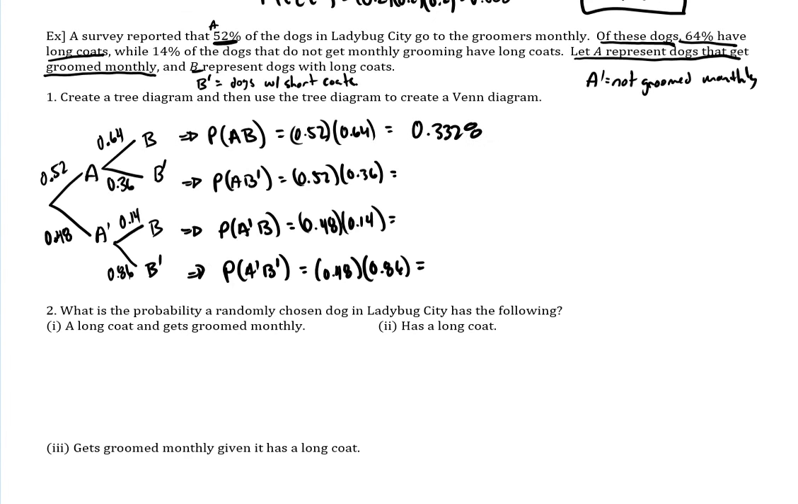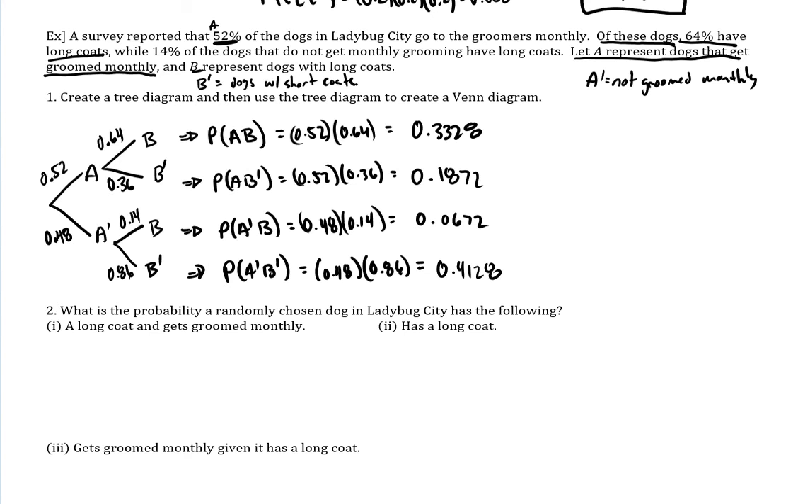Okay, and I'm going to just do these real fast by the side instead of dragging it over each time. The 0.52 times the 0.36 would be 0.1872. The 0.48 times the 0.14 turns out to be 0.0672. And then the last one, the 0.48 times 0.86 gives us 0.4128. Okay, so there's all of the probabilities.